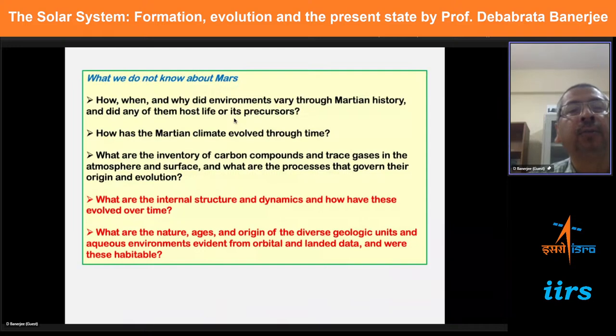So we would like to address these questions. How, when, and why did environments vary through Martian history? Did any of them host life or its precursors? How has the Martian climate evolved through time? What is the inventory of carbon compounds and trace gases, and what are the processes that govern their origin and evolution? What is the internal structure? This was somewhat addressed in the InSight mission. And what are the nature, ages, and origin of the diverse geological units and aqueous environments seen from orbital and landed data, and were these habitable?